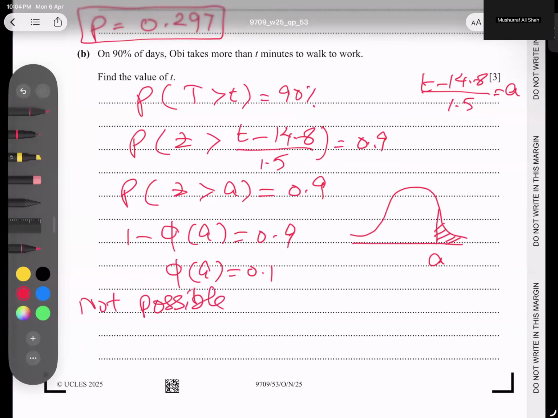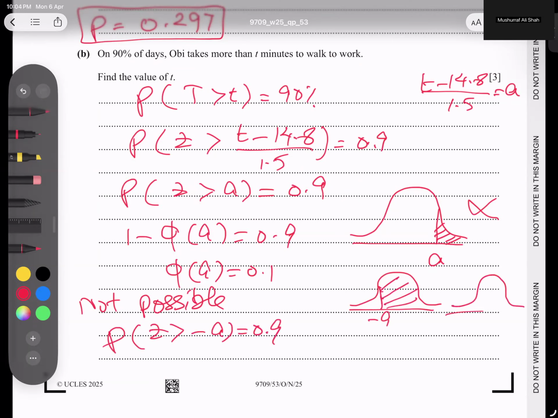I will take A as negative, because it's not the positive possibility. Then I will go for the negative portion. If I take a negative portion here, students, I will start again from here: Z is more than negative A is equal to 0.9. So this is more than that. If I convert it into the positive section, both areas are the same. And what is this, students? So phi of A is equal to 0.9.